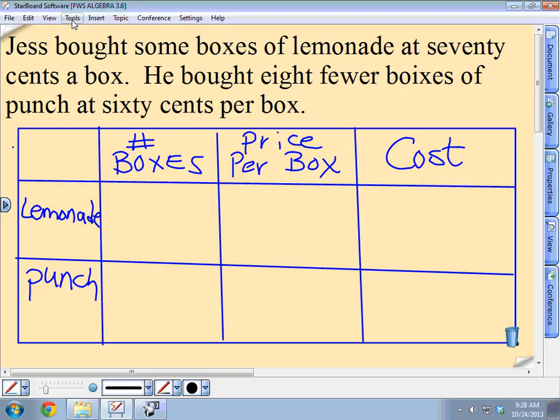What do you want to fill in into our chart? Lemonade costs 70 cents. Per box. 70 cents per box. Good. Elise, what do you want to fill in? Punch. And what do you want to fill in? Number of boxes. Okay, how many boxes?